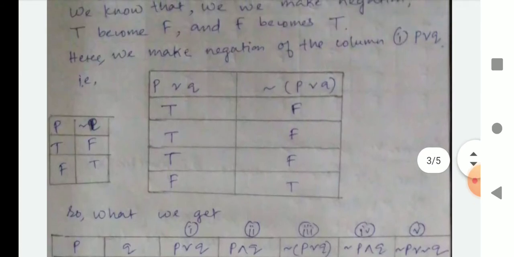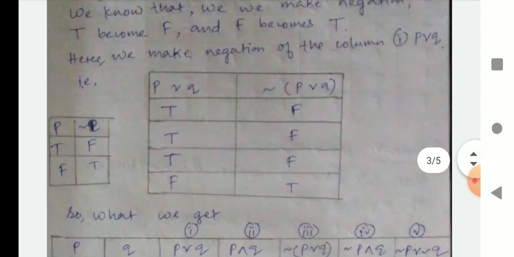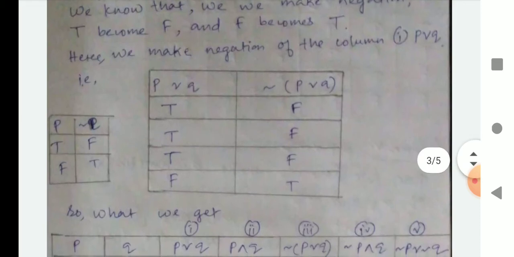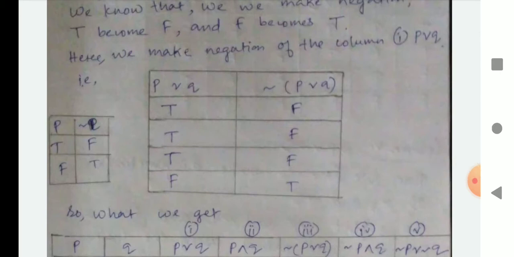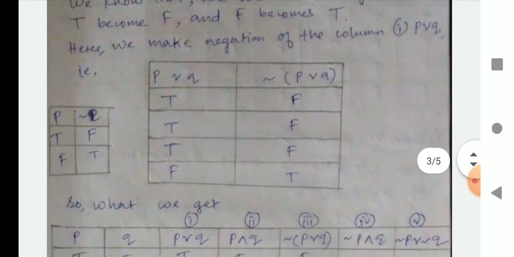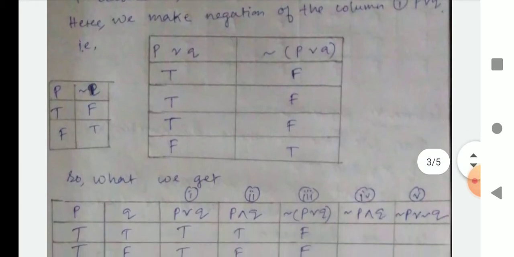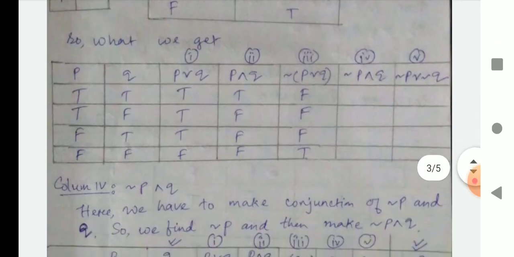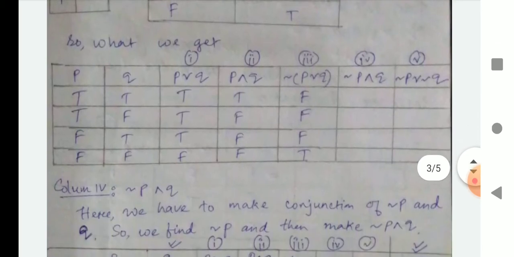Now we are taking these values from the table P disjunction Q: TT, TF. So their negation will be like this. When P disjunction Q is true, then its negation will be false. And when P disjunction Q is false, then the negation of P disjunction Q will be true. So we are filling up the table like this. What we get in column 3 is F, F, F, T.